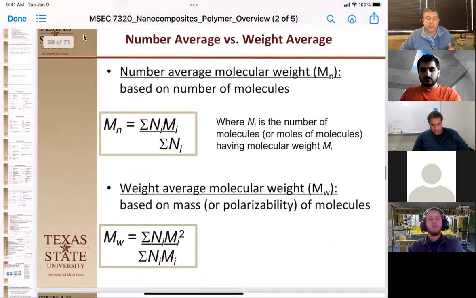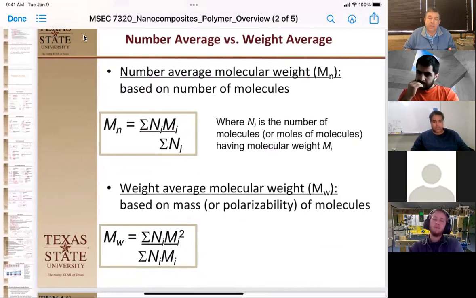Okay, so the first one is what we call the number average molecular weight. That basically means we sum up the number of molecules that are this molecular weight, and the number of molecules that are that molecular weight, and so on, and we divide it by the sum of the number of polymers we have. So basically what it's saying is that each and every molecular weight is weighted the same. My million molecular weight and my 500,000 molecular weight all have the same weighting in our number average molecular weight.